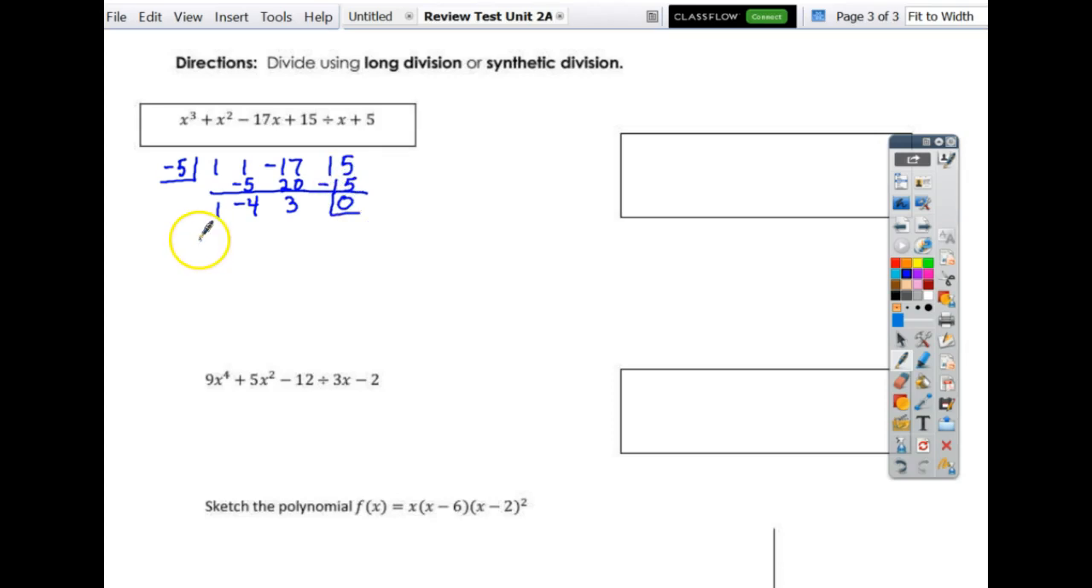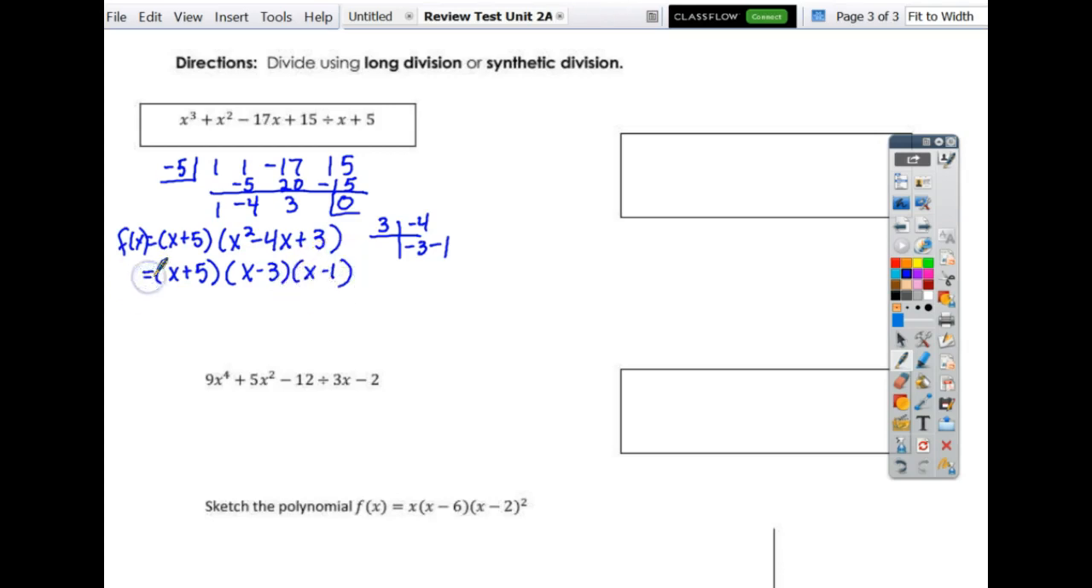So here I have x plus 5 times, it started as x to the third, so this is going to be x squared minus 4x plus 3. That's my f of x. But this also factors. I have 3 and negative 4, which is going to be negative 3 and negative 1. Which makes my zeros equal to negative 5, 3, and 1.